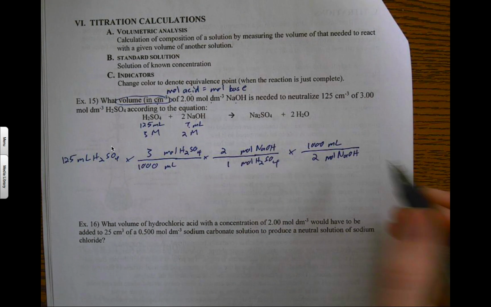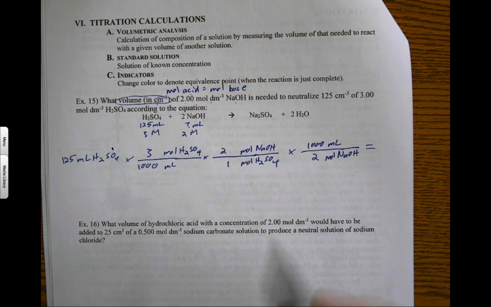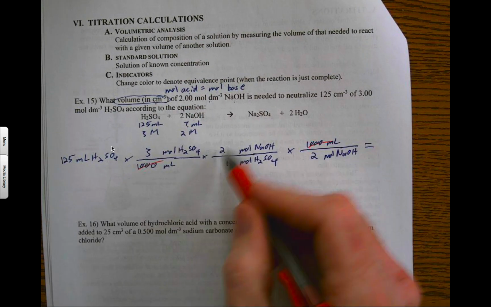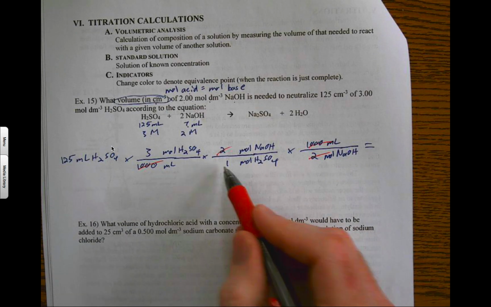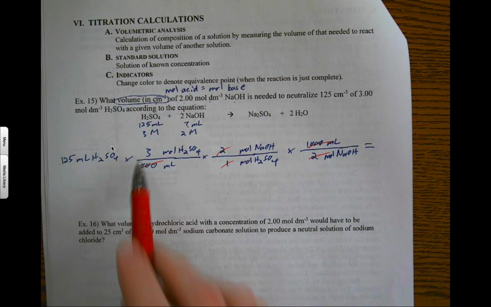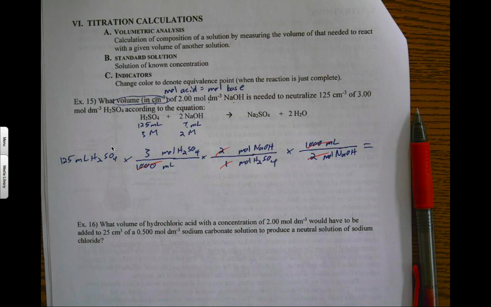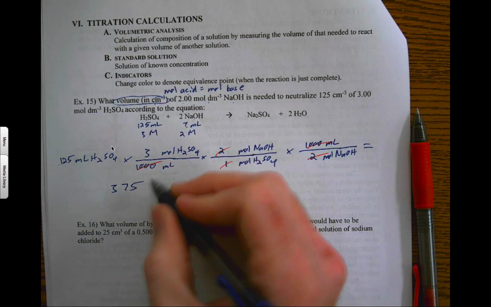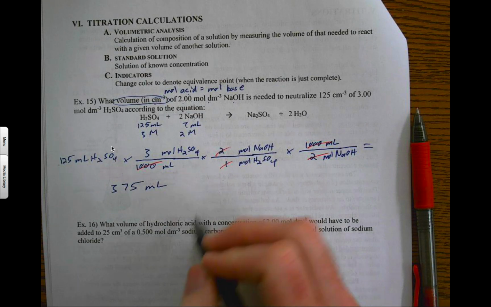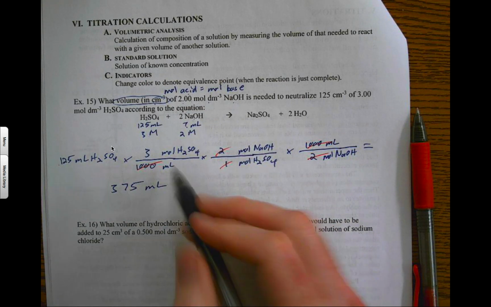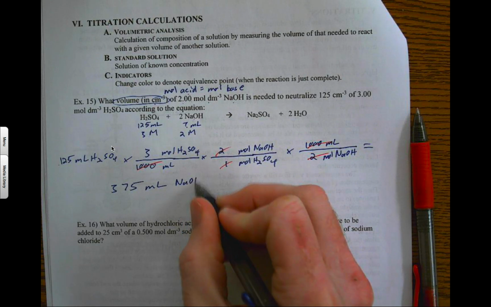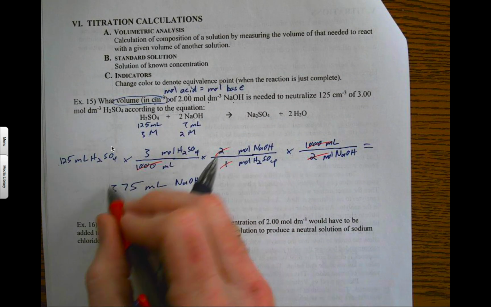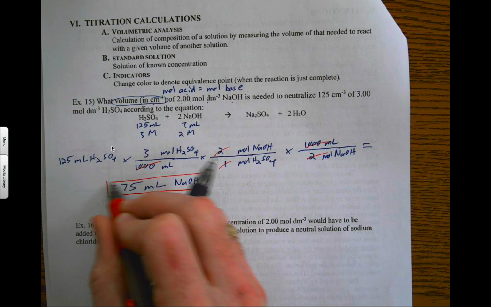Now, if you're really a whiz kid, you can do this without a calculator, because that 1,000 and the 1,000 cancel out. The 2 and the 2 cancel out. The 1 doesn't matter. So 125 times 3 is going to be 375. 375 milliliters of NaOH. That's how much is needed to neutralize 125 milliliters of that concentration of sulfuric acid. Cool.